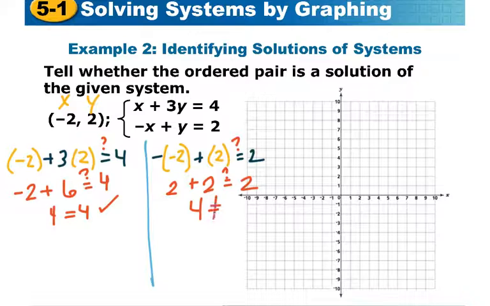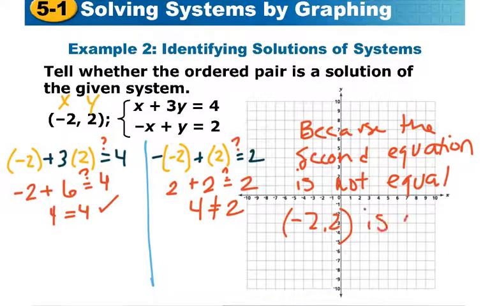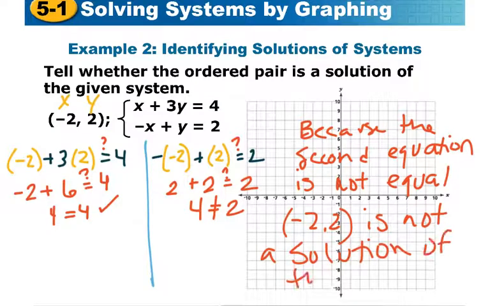It's a very odd thing to think about, because of course it's not. And so because the second equation is not equal, 4 does not equal 2, -2 is not a solution of the system. Now, of course, it is a solution of this equation, and that's perfectly acceptable, but it is not a solution of the system. So we just want to be clear that that's what we're looking for, and not just an equation.